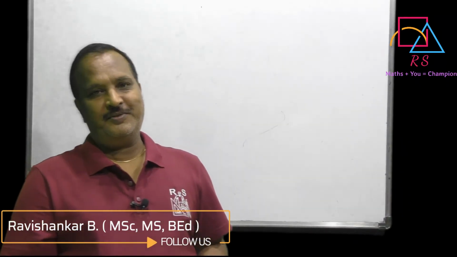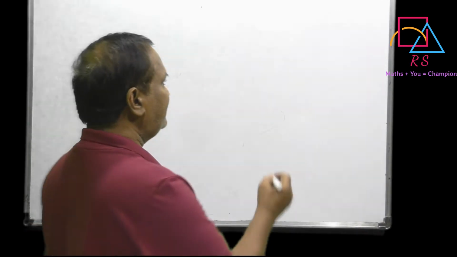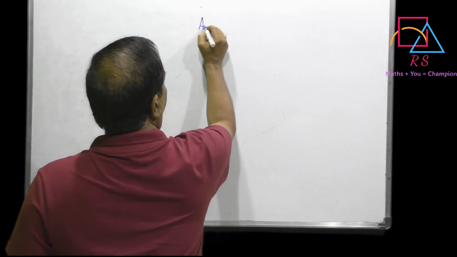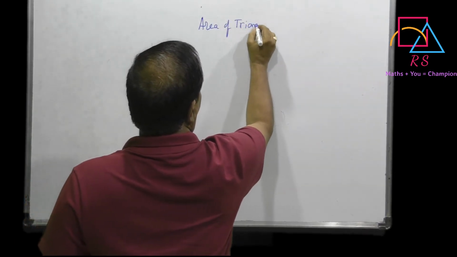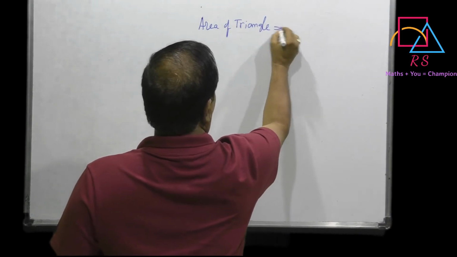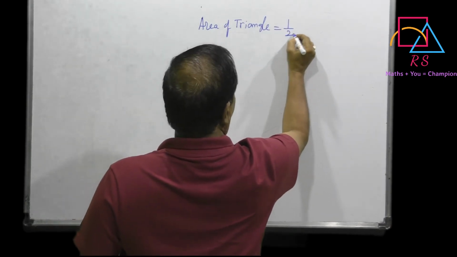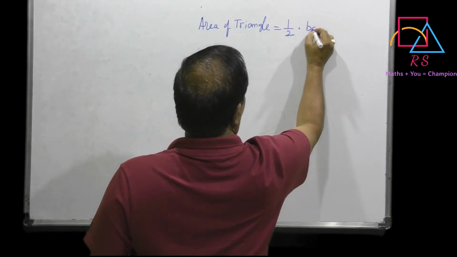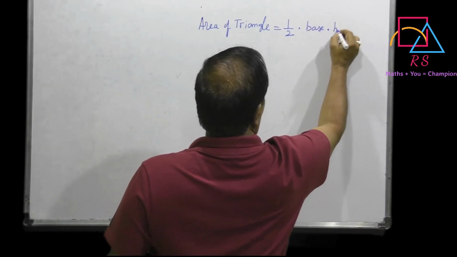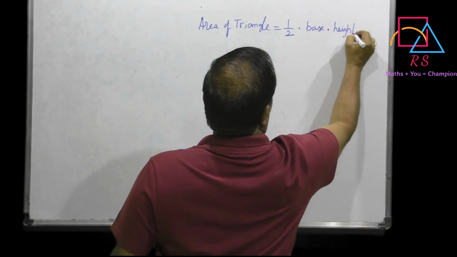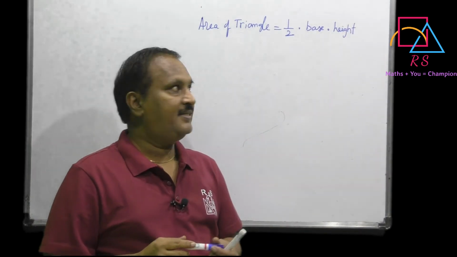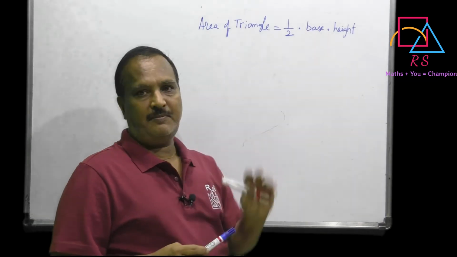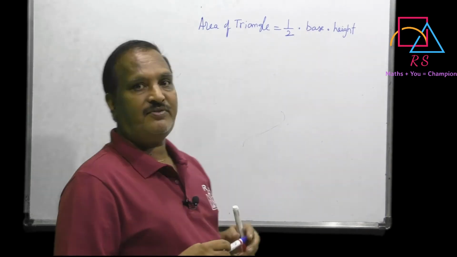Today I am going to teach you area of a triangle. Let us find out area of a triangle. You need a formula for this. Area of triangle is equal to, I will be giving you the formula, half base into height. This dot means multiplication. So this is the area of triangle.